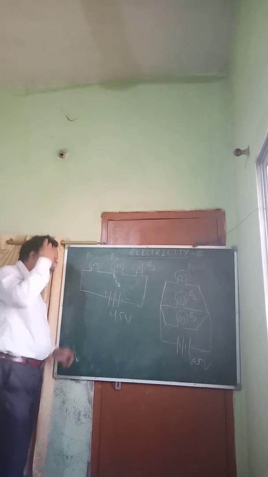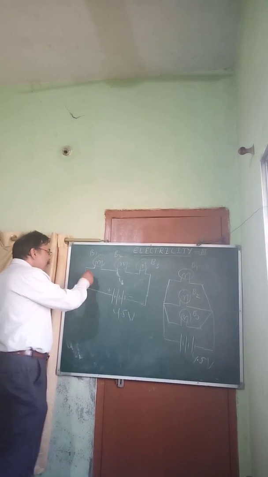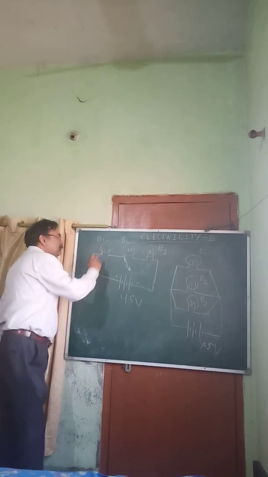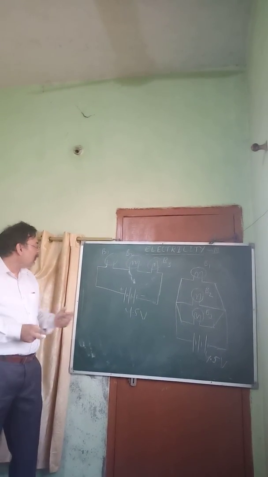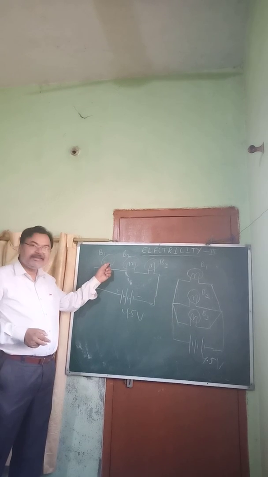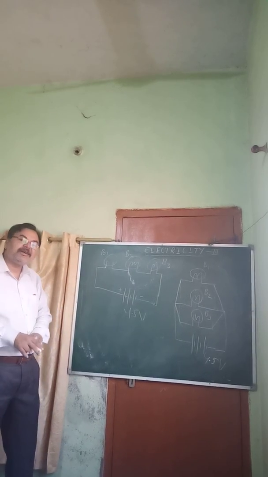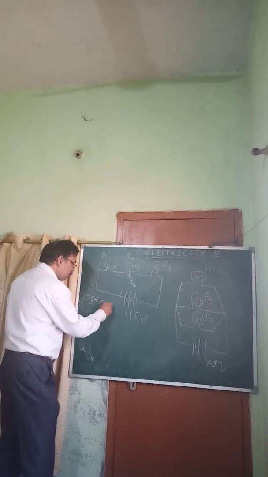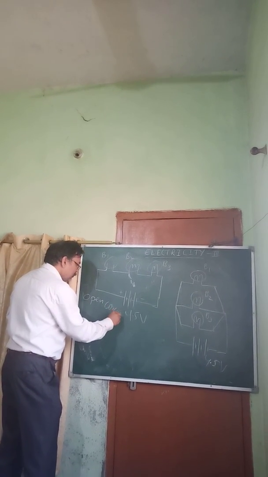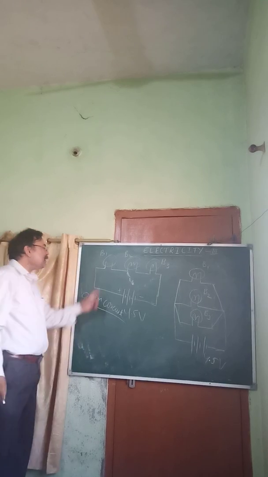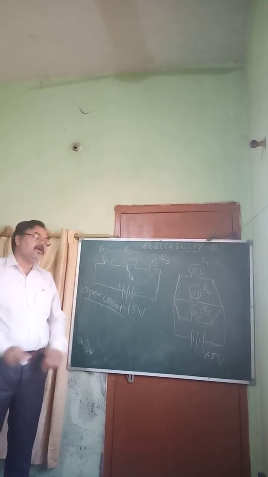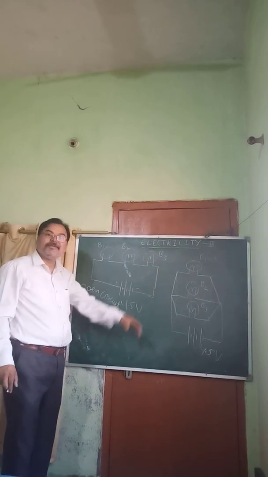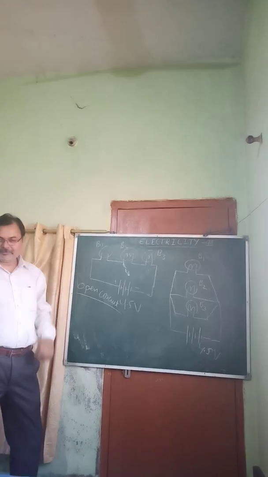Now what will happen? Suppose this bulb gets fused. What will happen? The circuit is discontinued. When circuit is discontinued, we call it open circuit. When circuit is open, then no current will flow through the circuit. And when no current will flow through the circuit, then what will happen? The current will not reach these two bulbs, and so they will not glow at all.